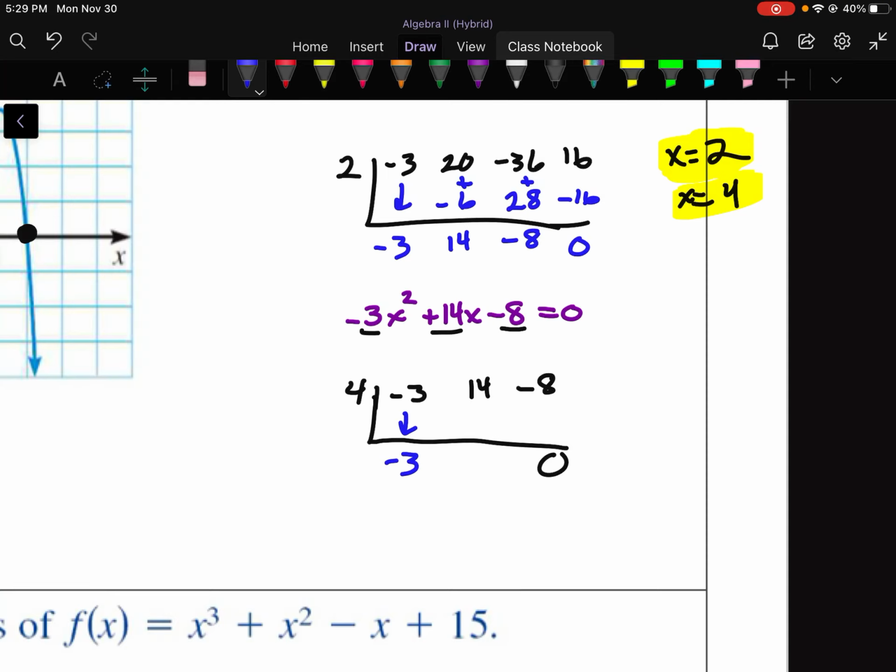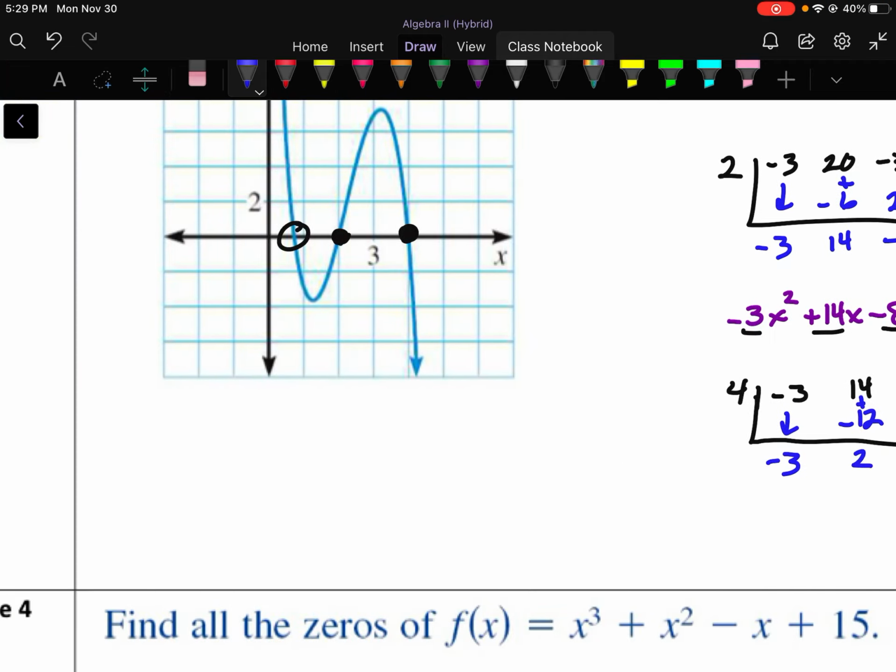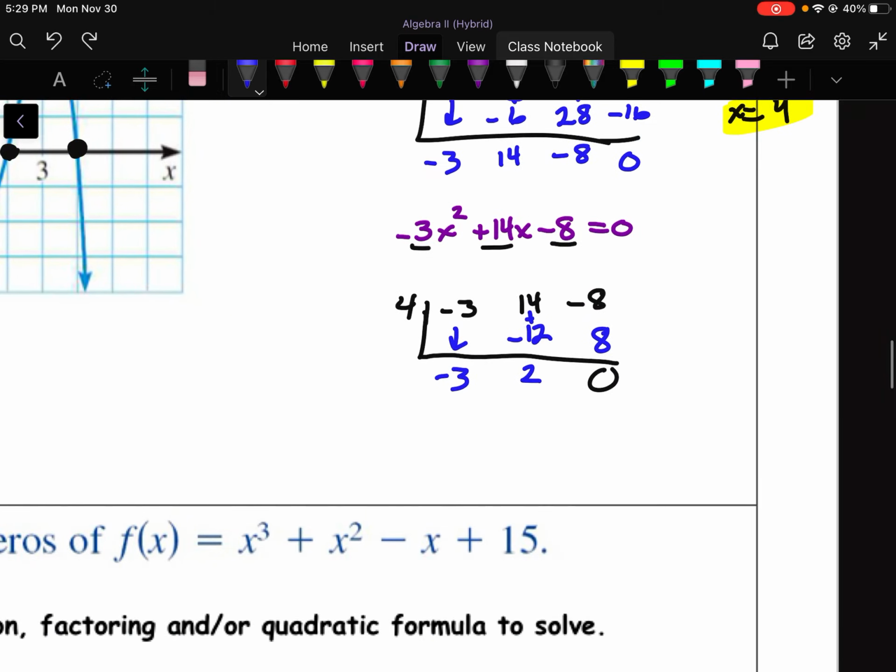-3, perfect, so that's -12. Add them up, you get 2. 2 times 4 is 8, so I get 0. All right, so that confirmed 4 is an answer. Again, I only can do that because I knew 2 of these from my graph. So what does that leave me with? Well, I went from a quadratic, now I'm going to have a linear, so -3x plus 2 equals 0.